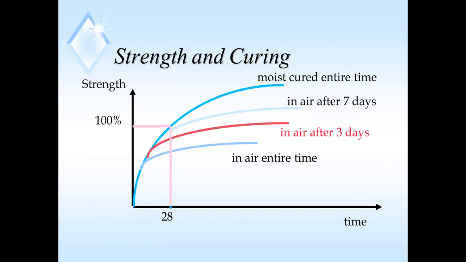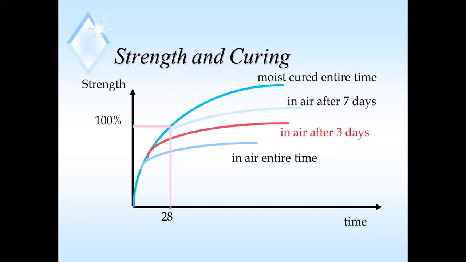If you just see the first blue line, moist cured entire time. That means if your concrete is cured very well and completely, then definitely it will give you the strength in the specified time, and the concrete is durable. But if you are going to cure the concrete in somewhat dry and moist condition, or maybe semi dry, semi wet condition, then definitely it will take some time to gain the strength, and again we need to check the durability of that particular structure also. We need to check the strength of that particular concrete also in that case.